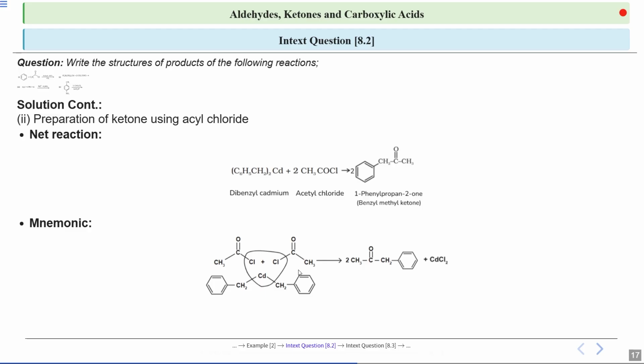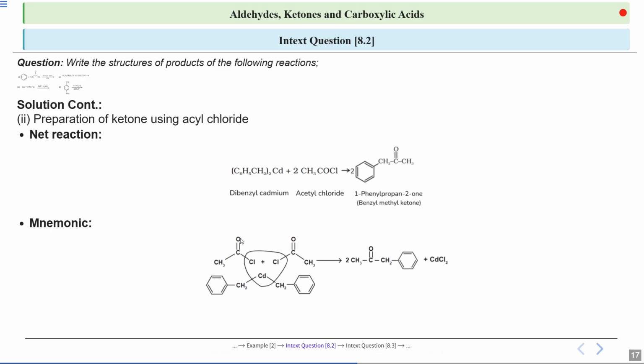So just remove the cadmium from dibenzyl cadmium and the chlorine from acetyl chloride, and you will join the molecule and get 1-phenyl propane 2-one. Now if we discuss the mechanism, this dibenzyl cadmium acts as a nucleophile due to the partial negative charge on the benzyl group which is attached to the cadmium. Each benzyl group attacks the carbonyl carbon.